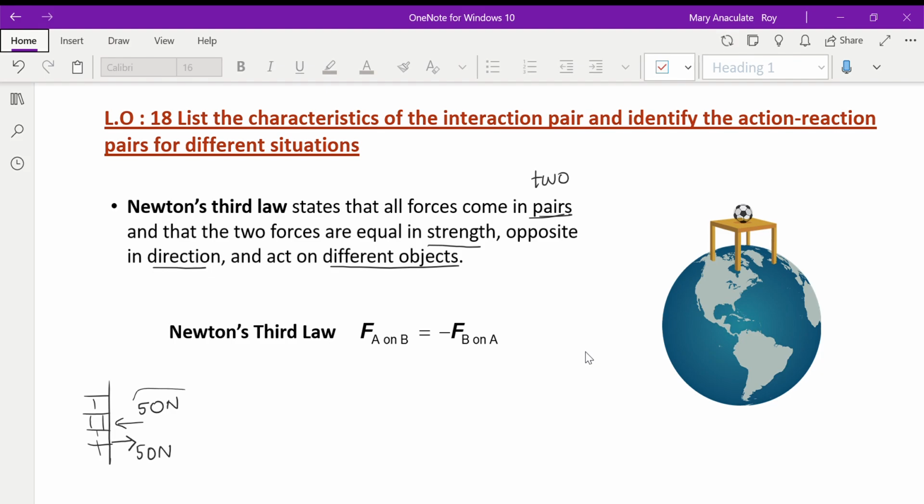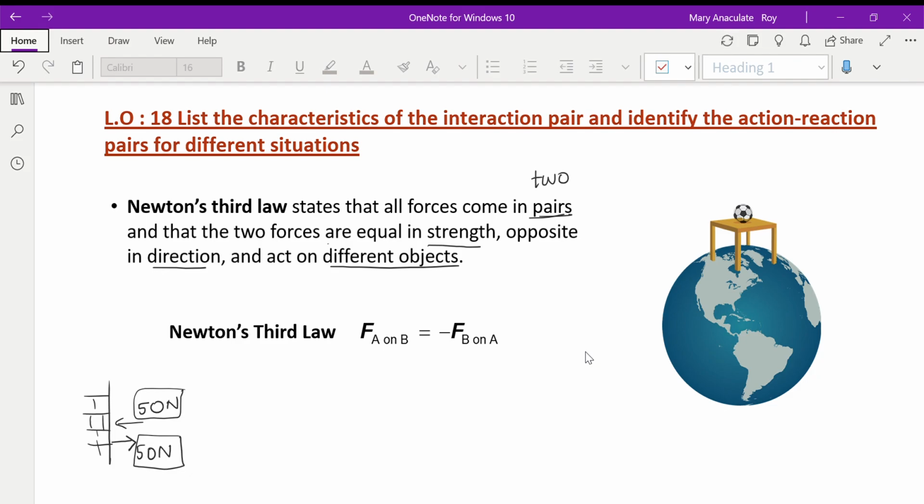And if you look at the magnitude, the number or the value or the size of the force, it's the same. 50 Newton, here also it's 50 Newton. So if you look at the first two phrases, two forces are equal in strength. When you say equal in strength, it's equal in the numbers, and opposite in direction. I hope that you got that now.